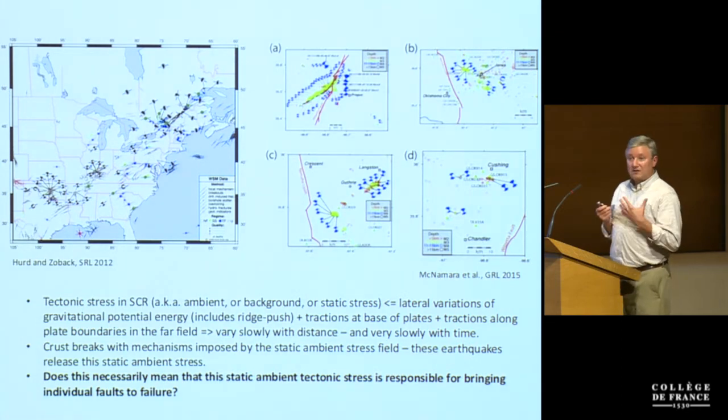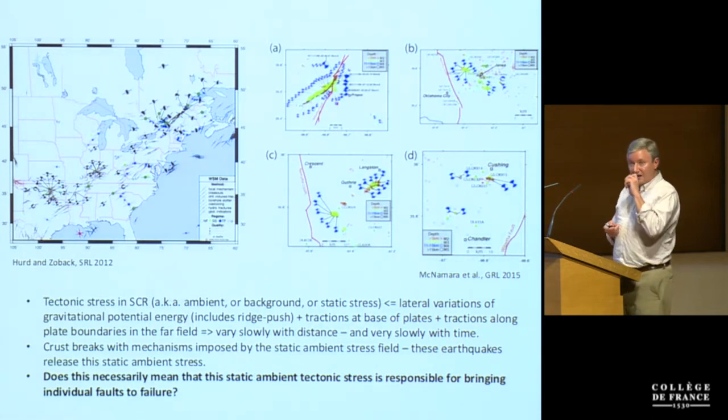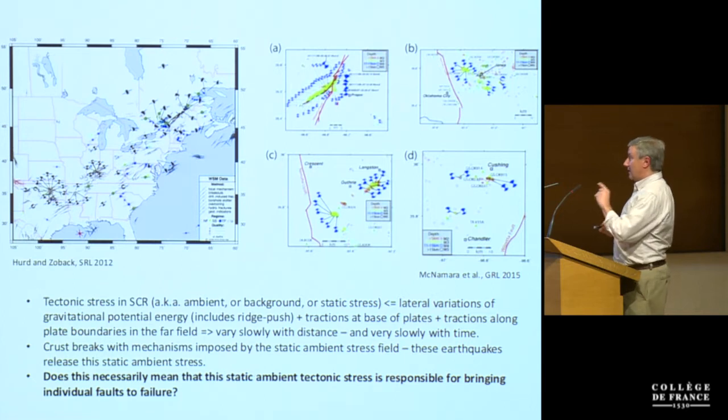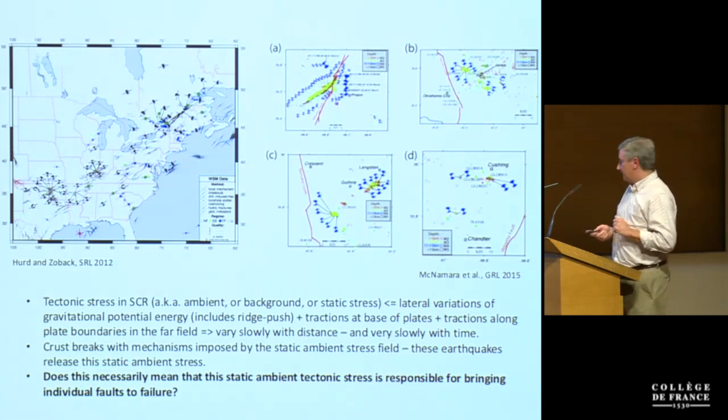So these earthquakes that we see today in stable continental regions, there is no doubt that they release this static ambient stress. The question I ask is whether this means necessarily that the static ambient tectonic stress is responsible for bringing individual faults in these contexts to failure.